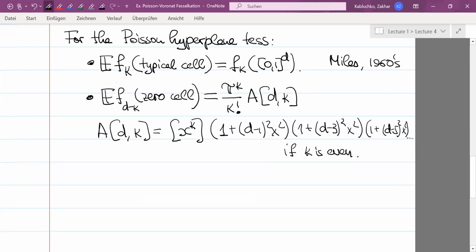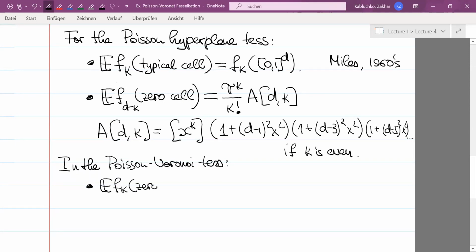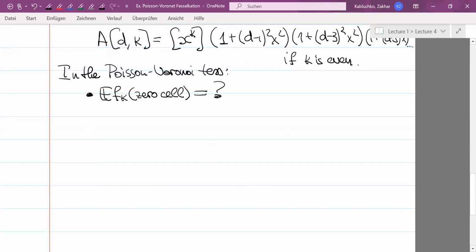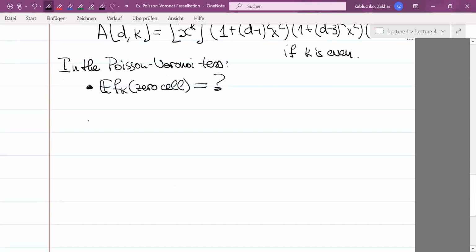So this is a formula which has been obtained recently. It is an explicit formula for the number of faces here. In the Poisson-Voronoi tessellation, first of all, for the zero cell, nothing is known, and it seems to be an intractable problem. No tools to do something about it.